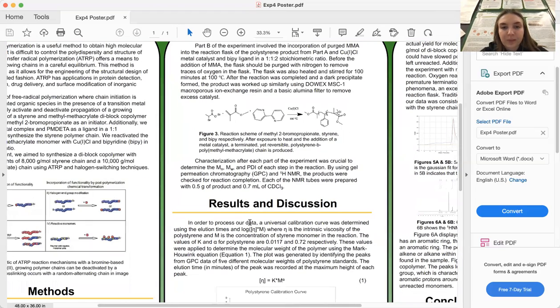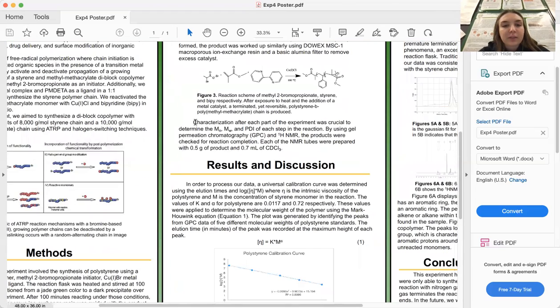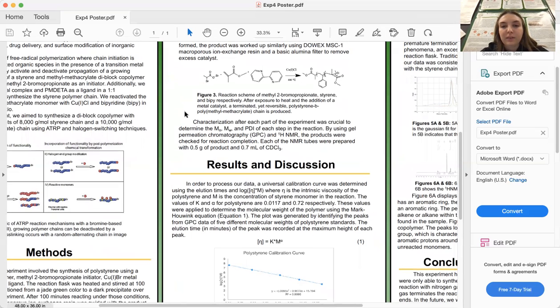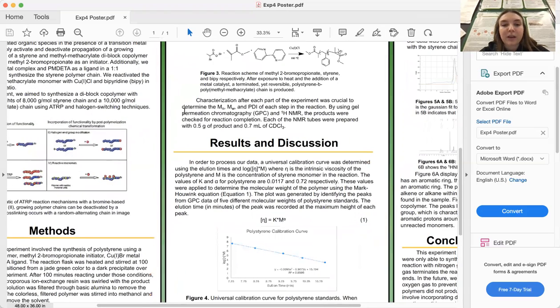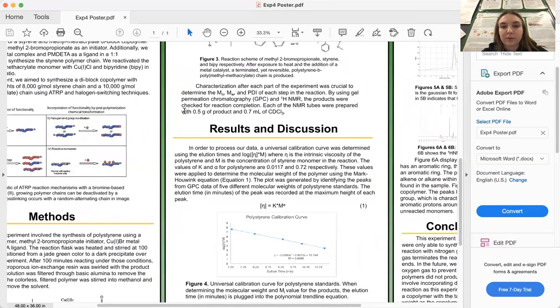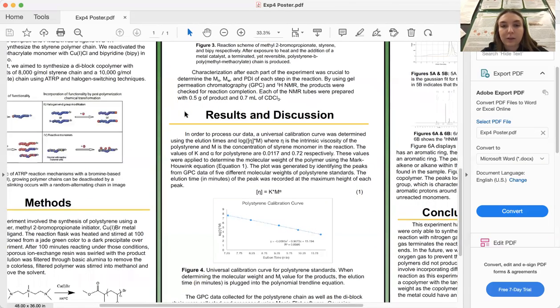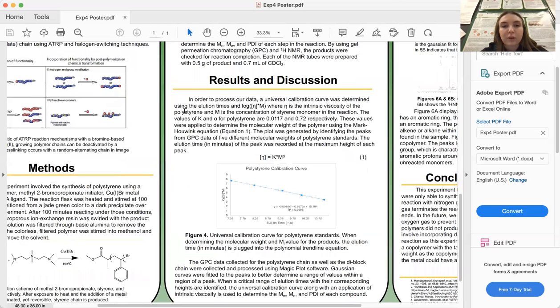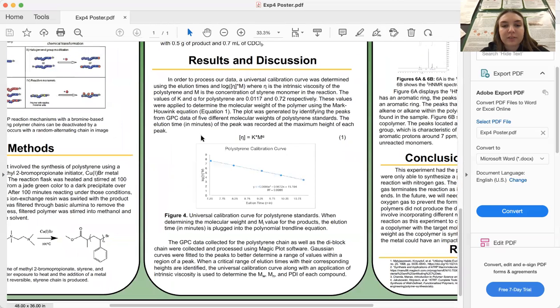And for the latter part of the methods, we had to characterize our polymer products to ensure completion of the reaction through gel permeation chromatography and proton NMR. And the NMR tubes were prepared with 0.5 grams of product in 0.7 mL of deuterated chloroform.